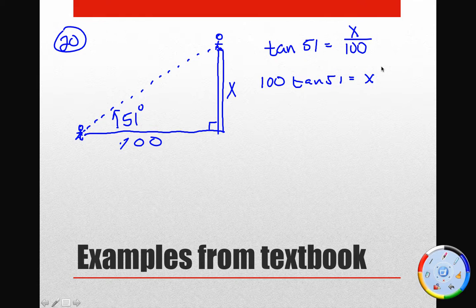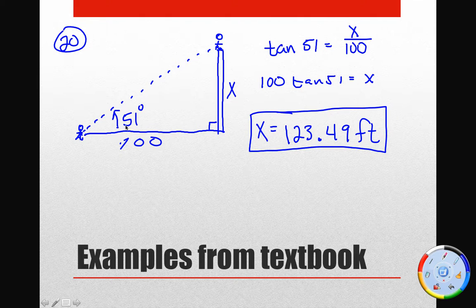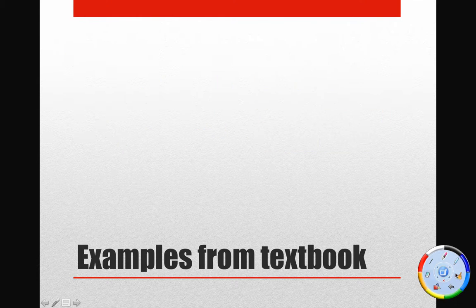Make sure your calculator's in degree mode, 100 tangent 51. And you'll notice a lot of these problems are not too terrible. X, the height of the tower, is 123.49 feet. Okay, try to pay attention to the units. So because you were 100 feet from the tower, the answer's in feet. All right, what next one should we try here?